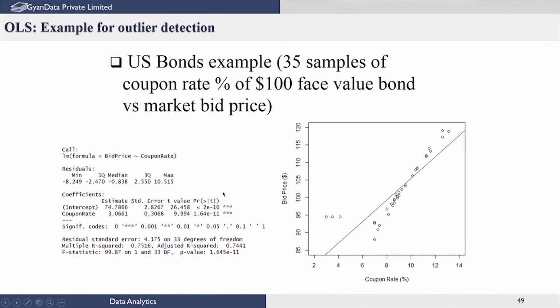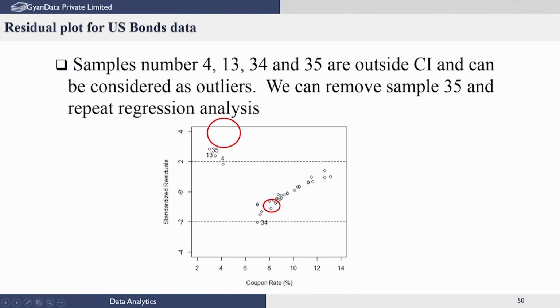Now, let us go ahead and do the residual analysis for this. We plot the standardized residuals, and we find that except for these 4 points, sample number 35, sample number 13, sample number 34, which seem to be outside of the ±2 confidence interval, you may conclude that these are outliers, while the others are within the bounds and are definitely not outliers. There seems to be some kind of a pattern: as the coupon rate increases, the standardized residuals increase.